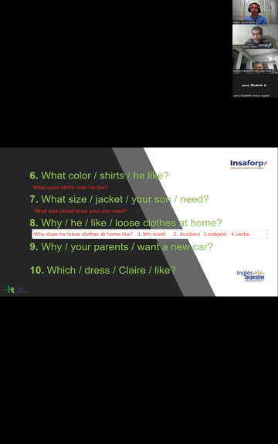Loose is flojo, ropa floja. What is the verb? No, loose is an adjective. Flojo, holgado. It's an adjective, right? What I need is the verb, the action. What is the action? Loose or like? Like, correct. Why does he like loose clothes at home? In Spanish, ¿por qué le gusta la ropa floja o holgada? Para no vernos gordos, profe. No, no, but it's the opposite.